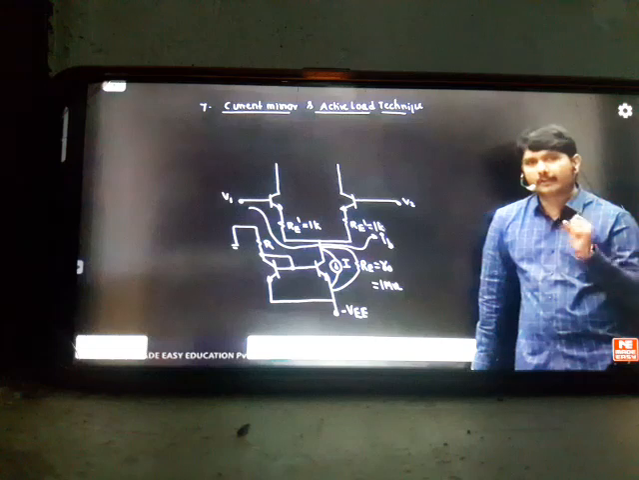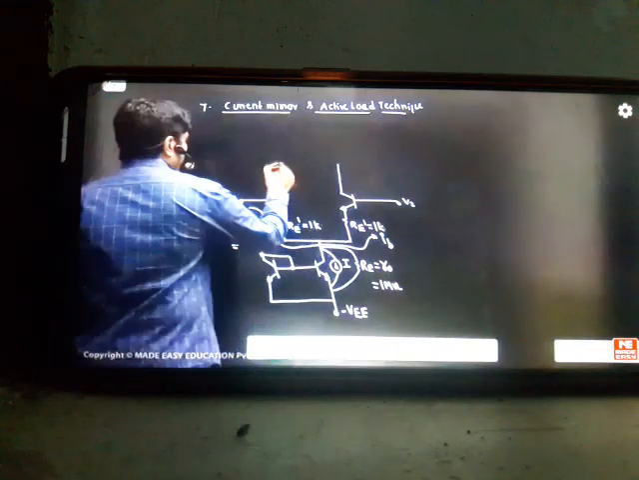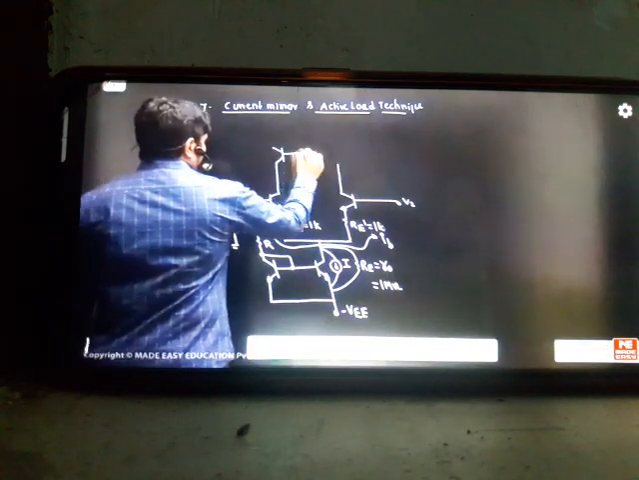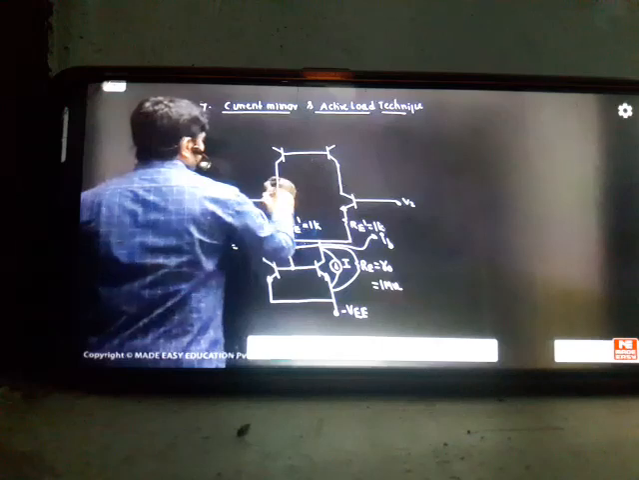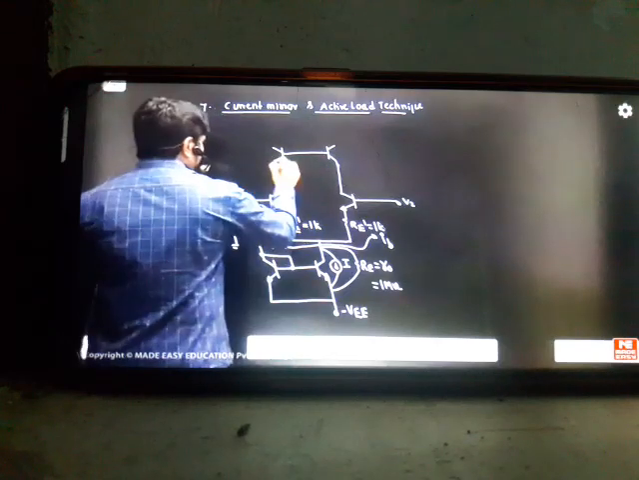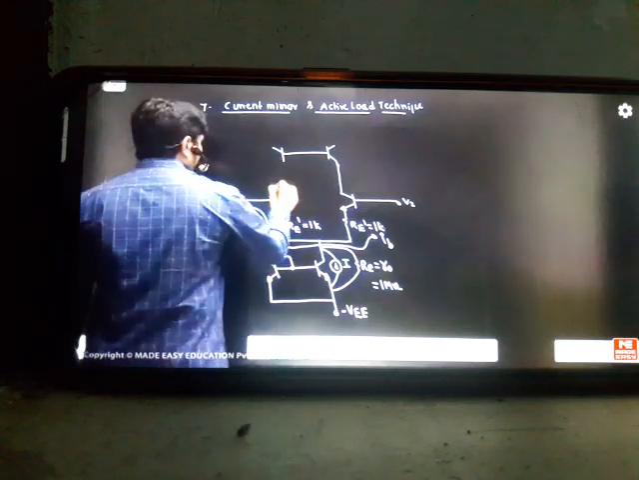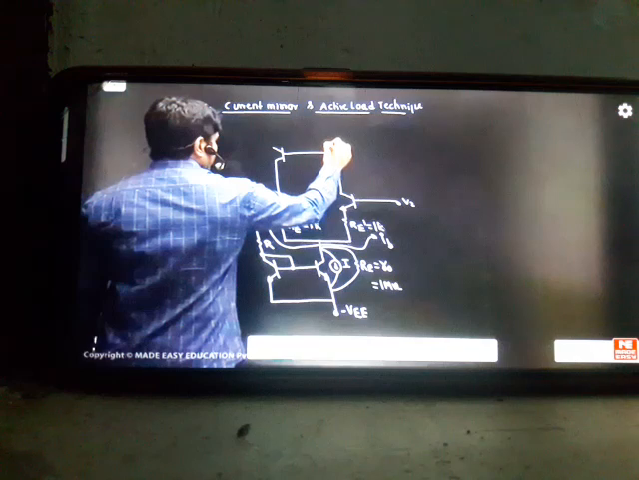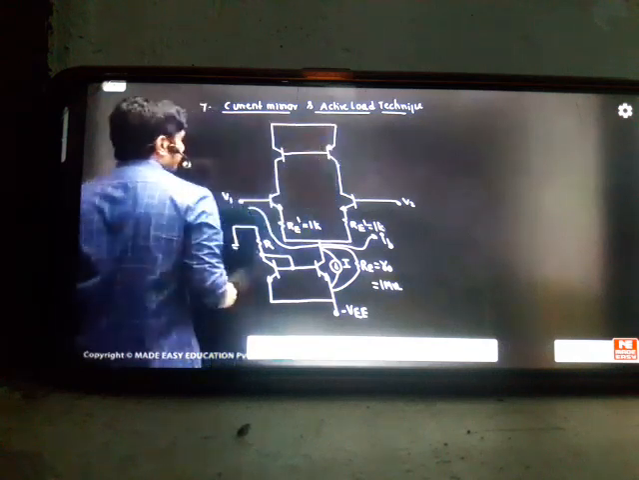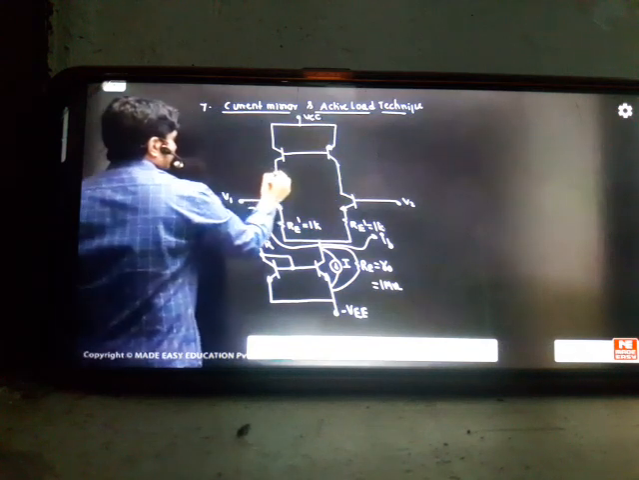If you want stability and also gain, what I can do is use an active load technique. I'll create an active load here using a current mirror technique again. This is not NPN; here we have to go for PNP transistors. PNP is better here. This is VCC, and here is the PNP transistor.